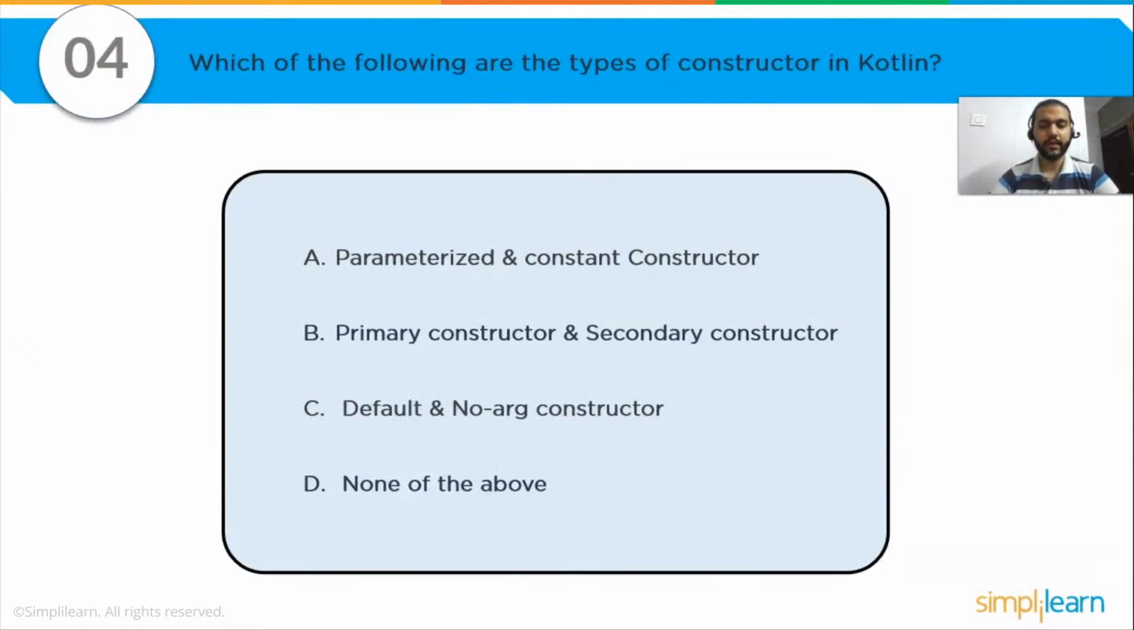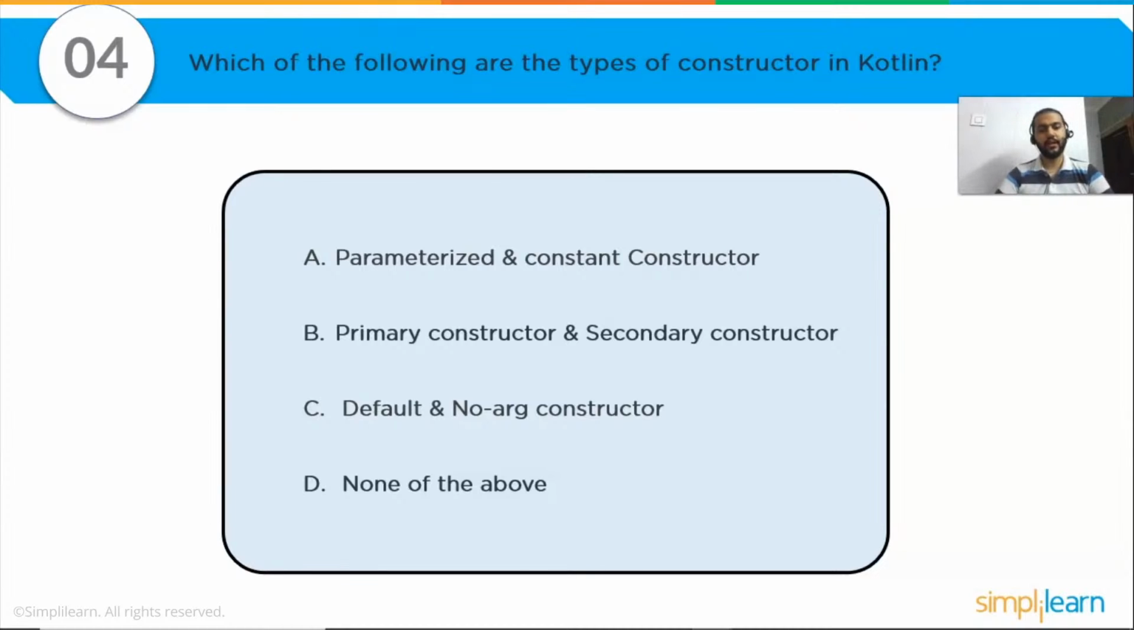Which of the following are the types of constructors in Kotlin? Option A is parameterized and constant constructor. Option B is primary constructor and secondary constructor. Option C is default and no argument constructor. And option D is none of the above.